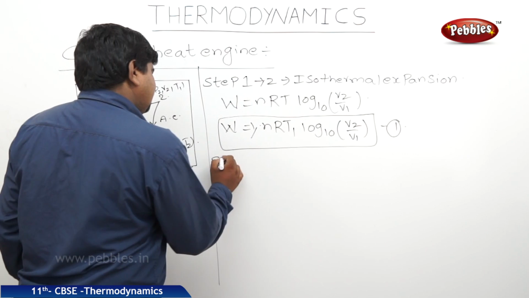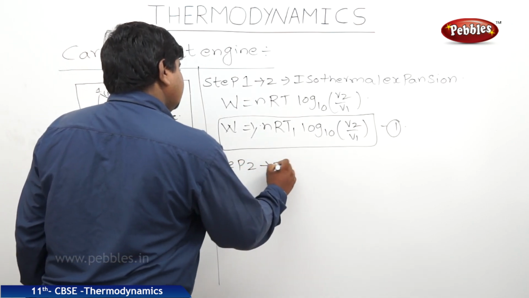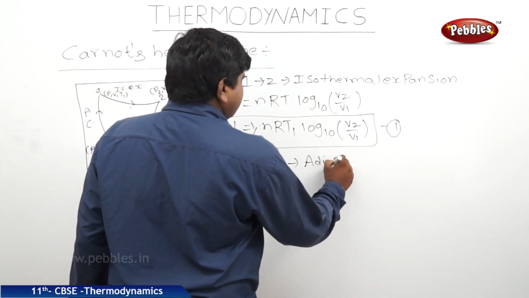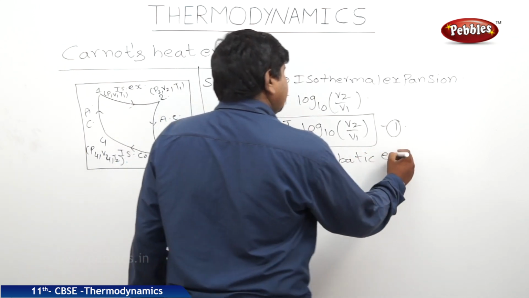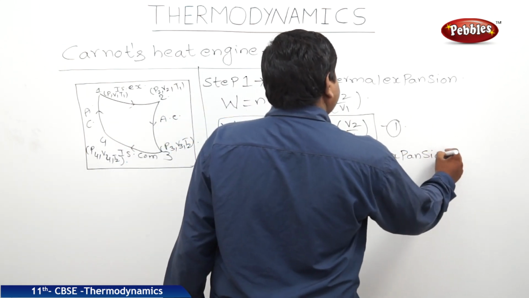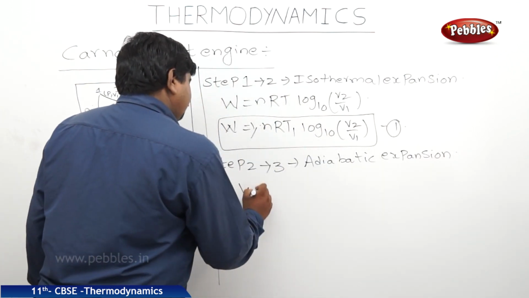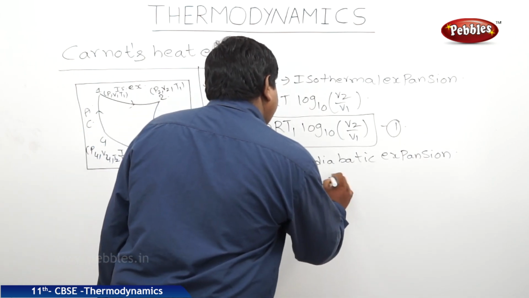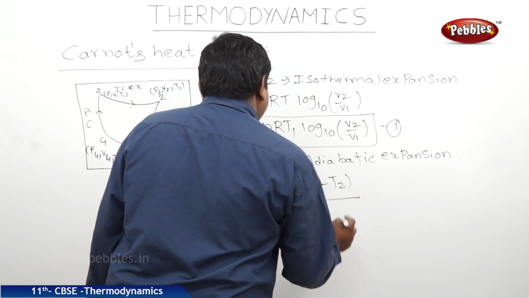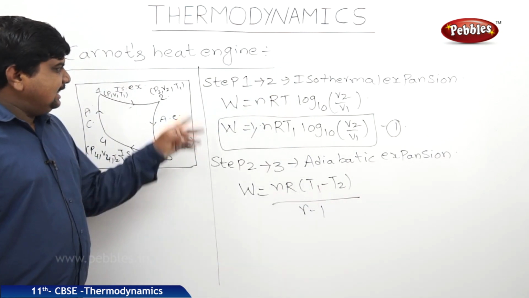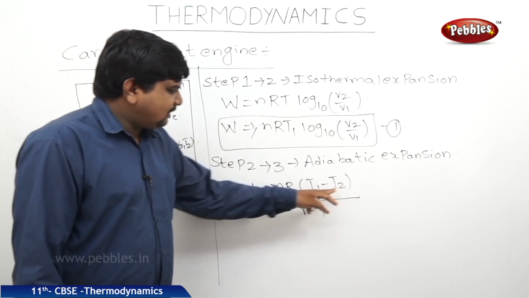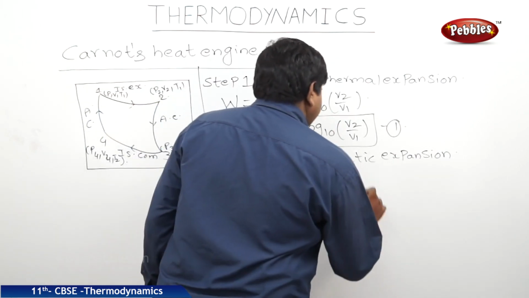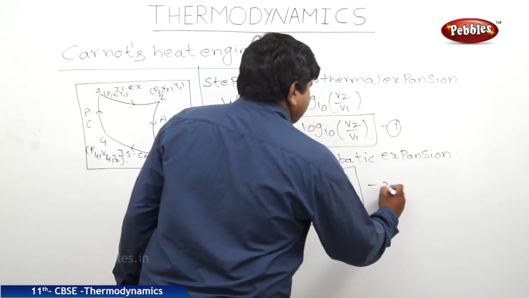The second step, step 2 to 3, is adiabatic expansion, AE. Therefore, the work done in adiabatic expansion is nR into T1 minus T2 by gamma minus 1. If you see, the temperatures are T1 and T2, so these values are not going to change, where R is constant and gamma is also constant. So this is the work done in adiabatic expansion. Let us say this is equation 2.